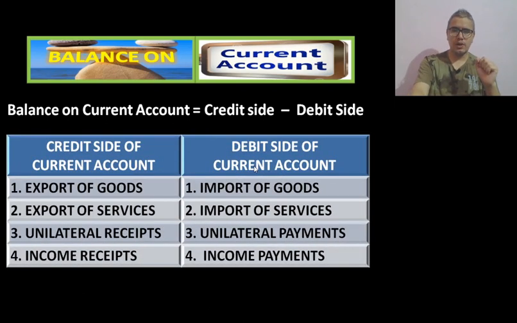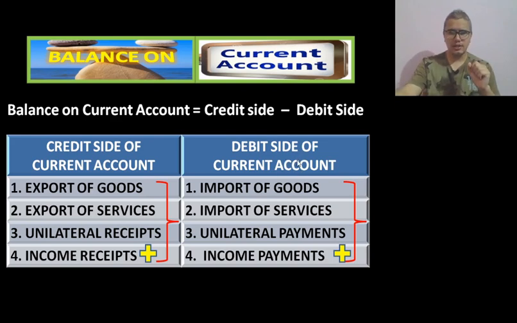We know from our previous discussions that the credit side of current account includes export of goods, export of services, unilateral receipts and income receipts. So this combined together is known as the credit side of current account. On the other hand, on the debit side of current account, import of goods, import of services, unilateral payments and income payments are written. When we add all the credit components, that is export of goods and services, unilateral receipts and income receipts, we get the value of the credit side of current account. In a similar way, when we add the debit side components, we get the value of the debit side of current account.